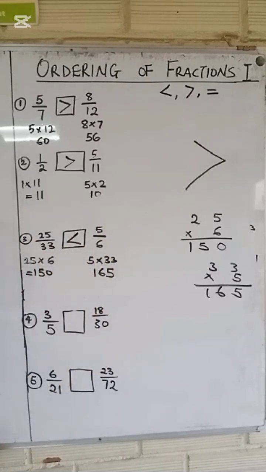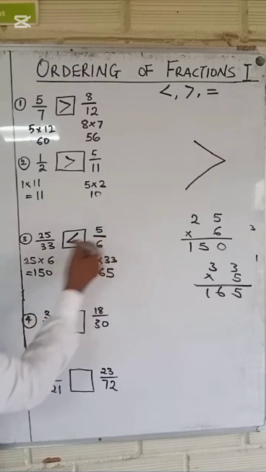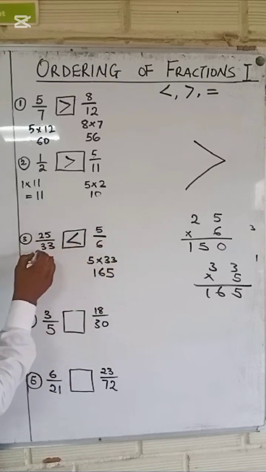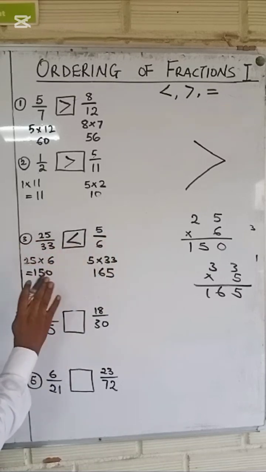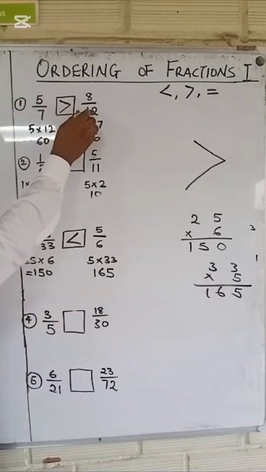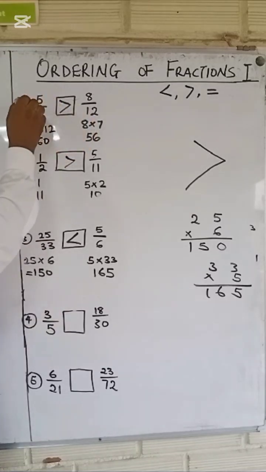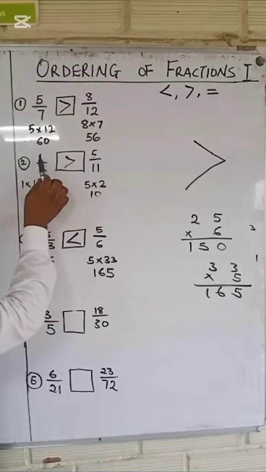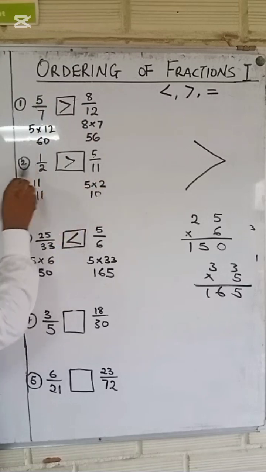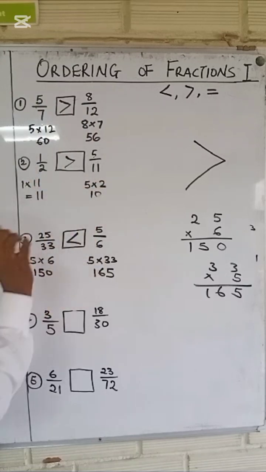Now let's look at this one too. I am not saying that whenever you see the smaller ones like this, they are always bigger than the bigger ones. No, I am not saying that. When you look at the face value here, this one is smaller, this one is bigger, but this one is bigger in the real sense. And the same thing here, so I am not saying that.